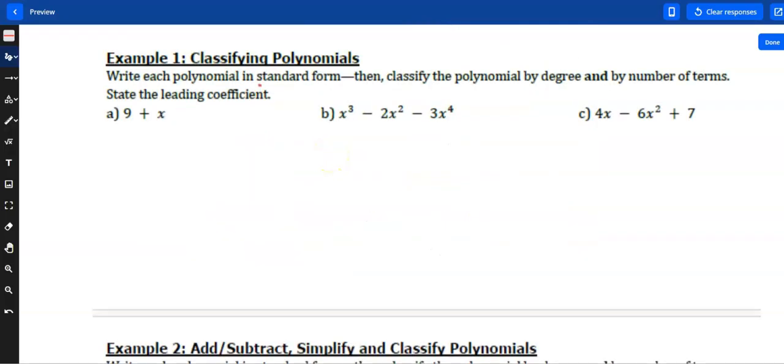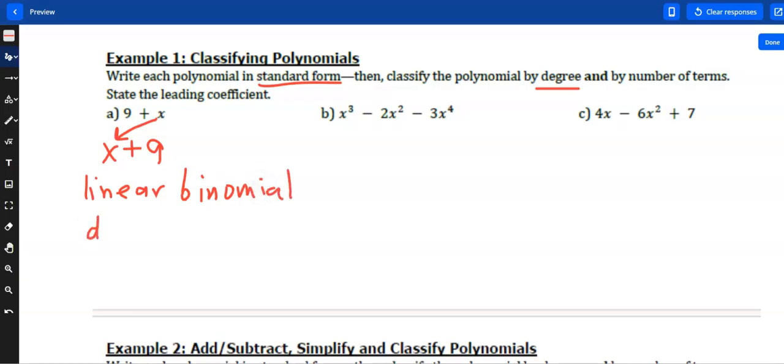Write each polynomial in standard form. Okay, so they're making me start with this term over here. Obviously, there's only 2 terms. Classify it by degree. Okay, that's linear. And there are 2 terms, so that is a binomial, linear binomial. Right, because our degree was 1, but we had 2 terms.